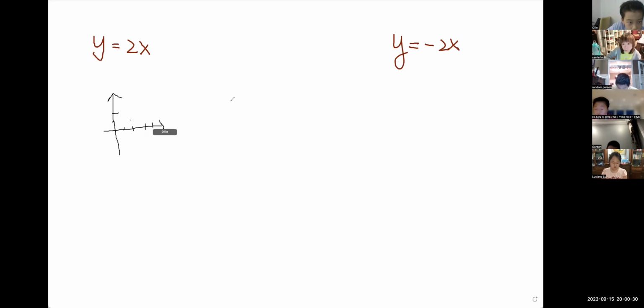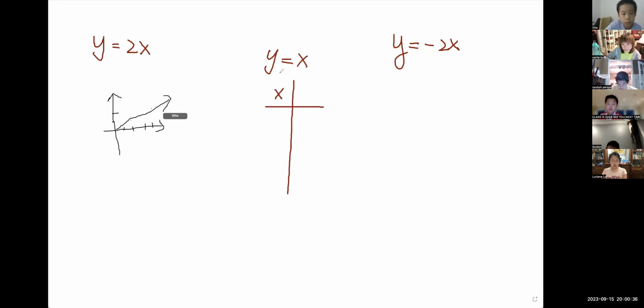So everybody, when we have y equals x, I make a table with x and y. When x equals 1, Luciana, y still equals 1. x equals 2 and y equals 2. x equals 3, y equals 3, right?